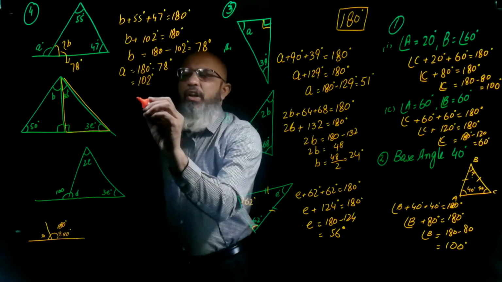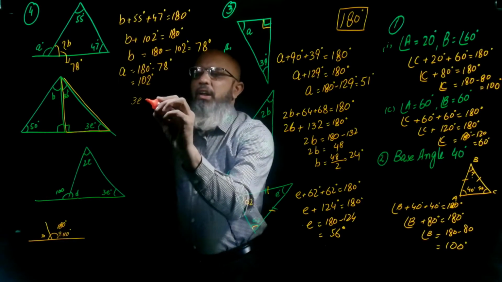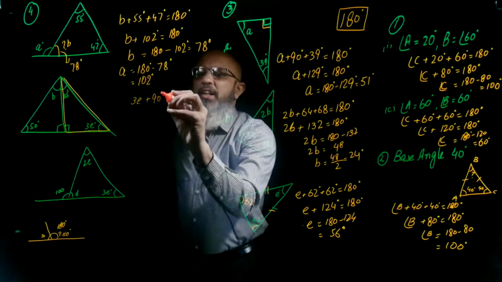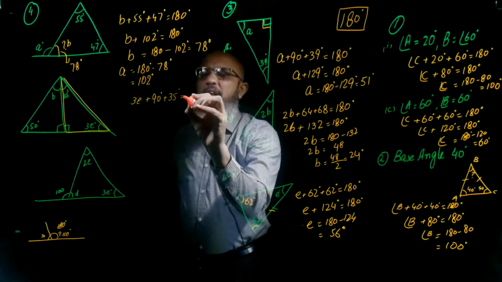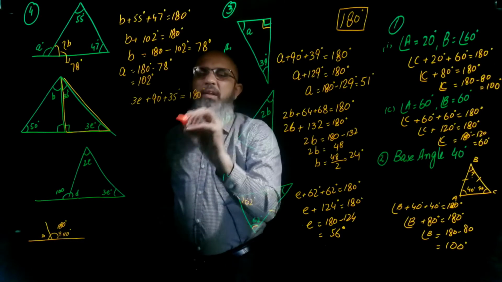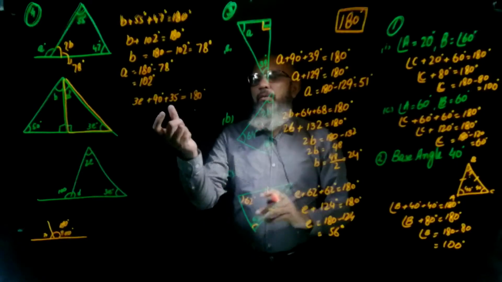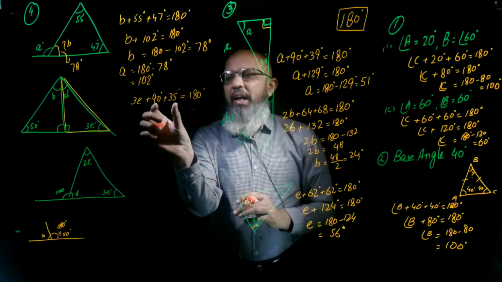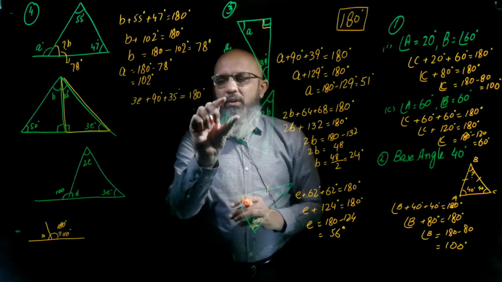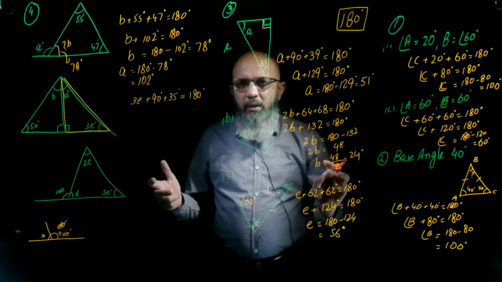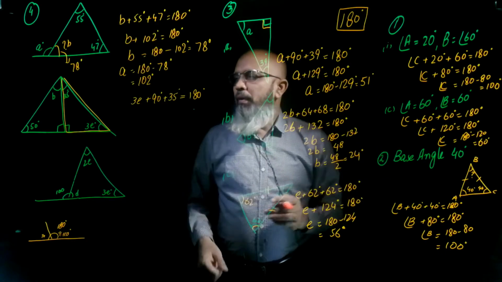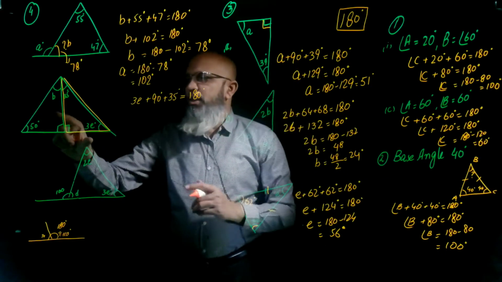So what will be your equation? Your unknown is 3e plus 90 degree plus 35 degree, that is equal to 180 degree. Now you can do it very easily by adding these two and subtracting on the other side, and then you will get your answer, right? You can do it. Okay, now come to the second triangle, this one.